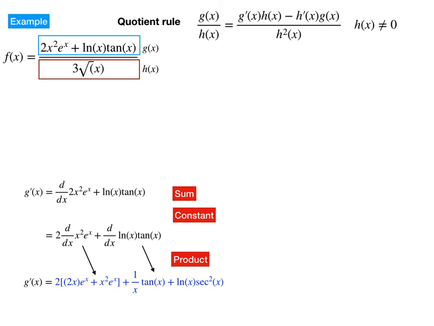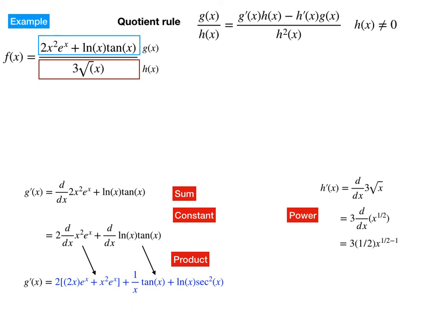The derivative of natural log of x times tangent of x is 1 over x times tangent of x plus natural log of x times secant squared of x. The next thing is we want to find h prime of x. First, we want to move the constant out and convert square root of x to x to the 1/2 so that you can use the power rule to find this derivative.